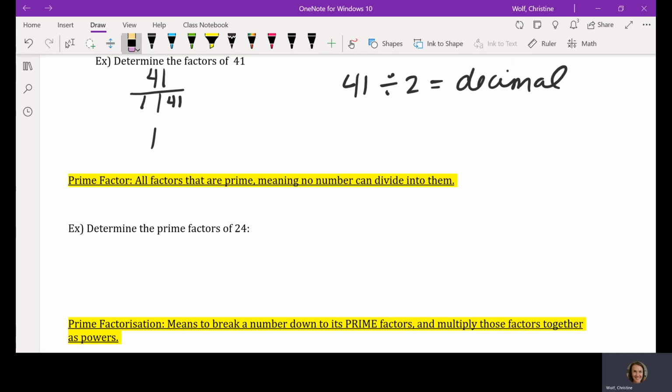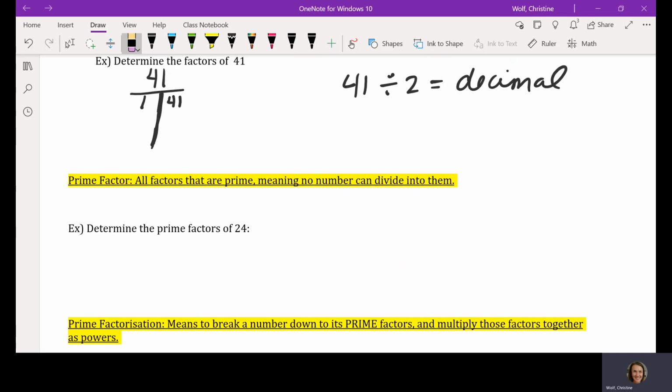Then you can go to 3. If you take your calculator and go 41 divided by 3, you also get a decimal. Doesn't work. I'll teach you a little trick to figure out if a number can be divided by 3 or not. All you do is you go 4 plus 1. So you add together the digits of 41. 4 plus 1 equals 5. Can 3 go into 5? Is 3 a factor of 5? No, it's not. So we know that 3 also won't go into 41. Okay, or you can just use your calculator and do it that way.